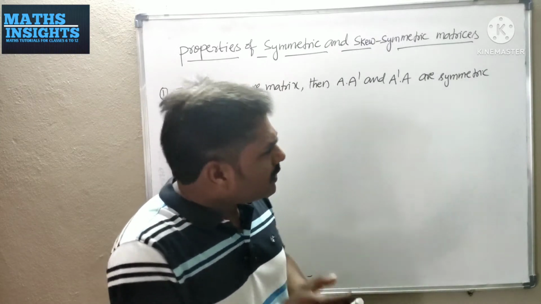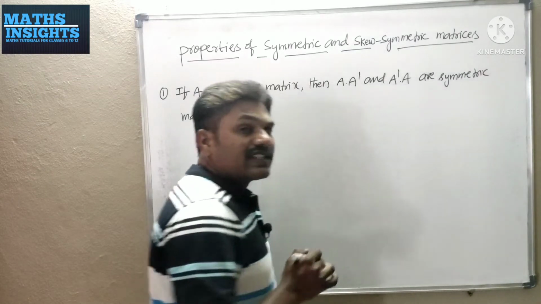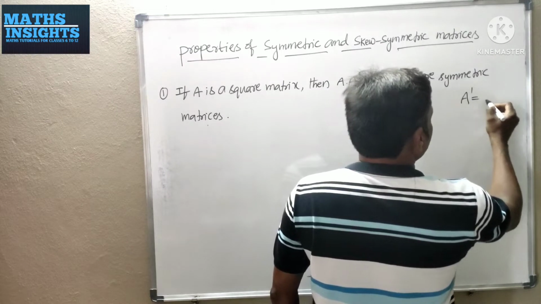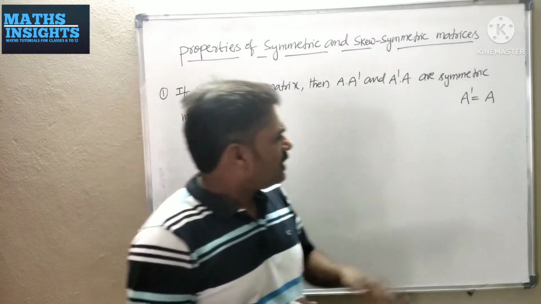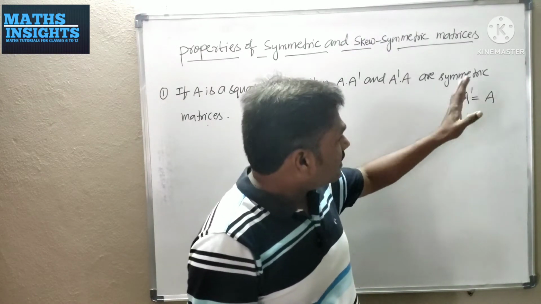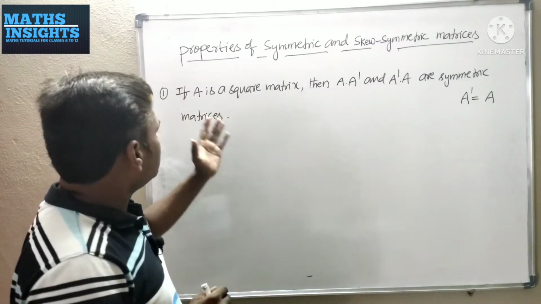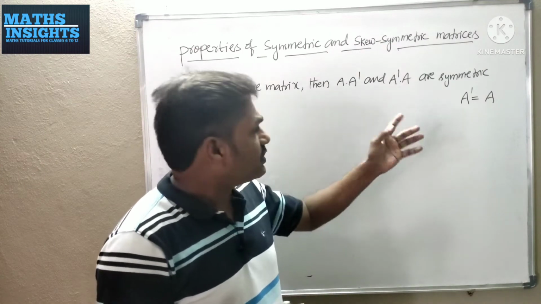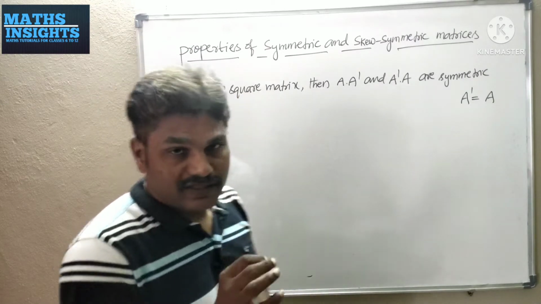After watching that video in full, you can understand it better. But I will say in brief that if A is said to be a symmetric matrix, then the condition is A dash is equal to A, where A dash is the transpose of the matrix. If a matrix is equal to its transpose, then it is said to be a symmetric matrix. Property 1 says that if A is a square matrix, then A into A dash and A dash into A are also symmetric matrices.